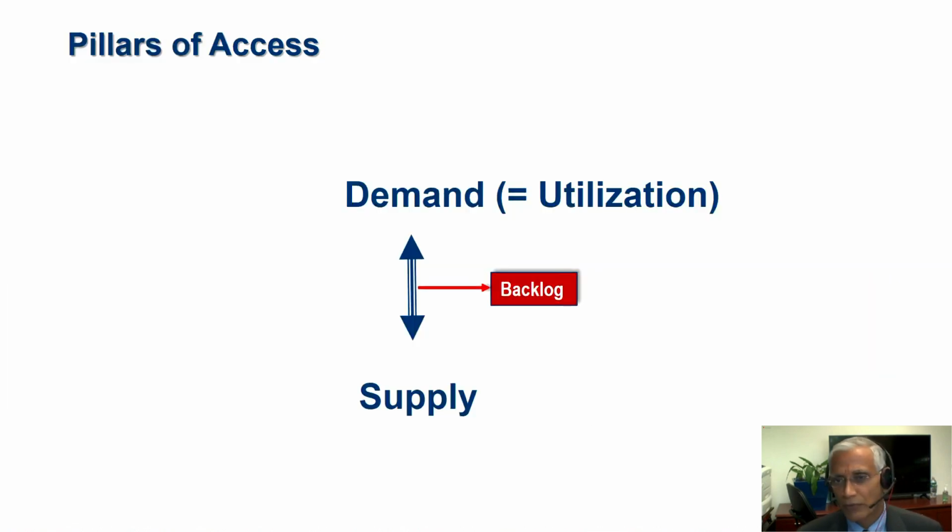I'm sure you all know that the key pillars of access are demand and supply. These are the 2 core principles that we will get into in a lot more detail. And whenever you have an imbalance between demand and supply, what happens? You're going to have a backlog. And once the backlog becomes huge, it results in delayed care, and delayed care leads to increased morbidity and, of course, huge member dissatisfaction.